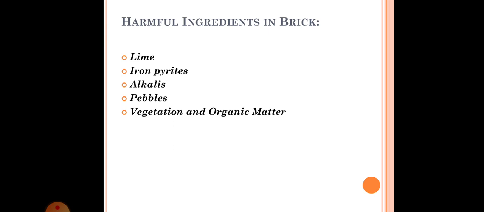And now coming to the alkalis. Alkalis exist in the brick usually in the form of soda and potash. This is also not desirable because it will absorb moisture from the atmosphere, especially when we use brick for construction of walls, etc.